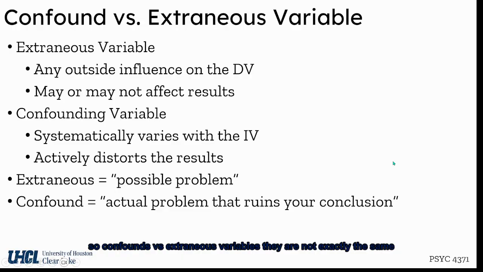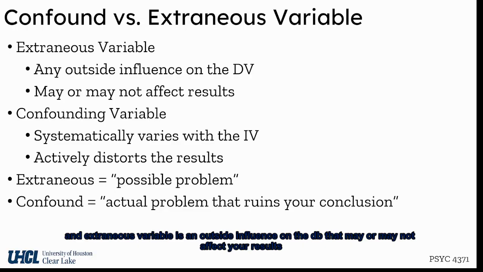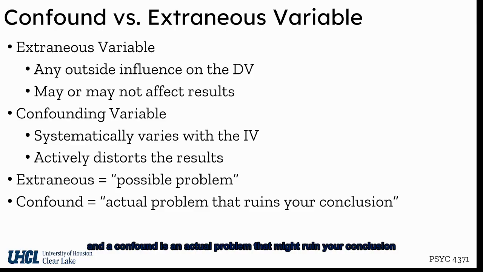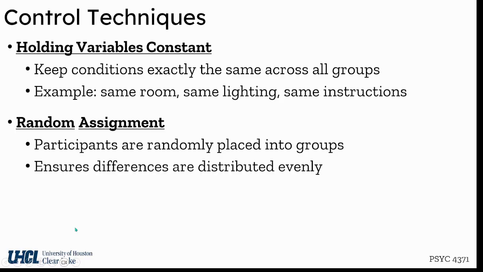So, confounds versus extraneous variables. They are not exactly the same. An extraneous variable is an outside influence on the DV that may or may not affect your results. A confounding variable systematically varies along with your independent variable. So it's actively distorting your results. So extraneous represents a possible problem, and a confound is an actual problem that might ruin your conclusion.